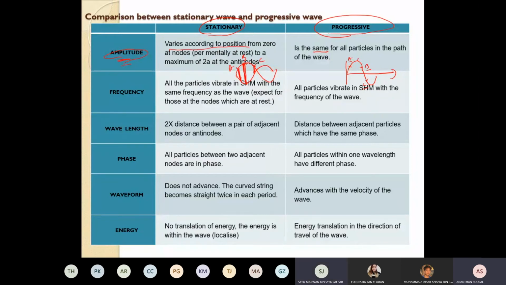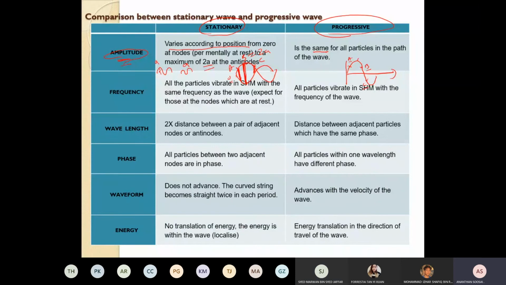The one at the antinode will have the greatest amplitude. The maximum amplitude can go up to 2A. Why is it 2A? Because the stationary wave is formed by two waves, the incident wave and the reflected wave. If one incident wave has an amplitude of A, the other reflected wave also has an amplitude A. When they superpose at the antinode, A becomes 2A. So the amplitude goes from 0 at the node up to 2A at the antinode.